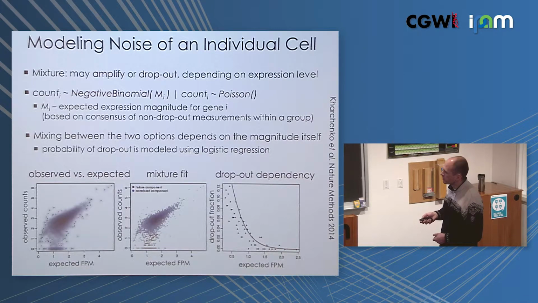The frequency of these dropout events depends, obviously, on the expression magnitude. For highly expressed genes, you almost always detect them in a cell. But for medium to low expressed genes, this is where we see more and more of these dropouts.